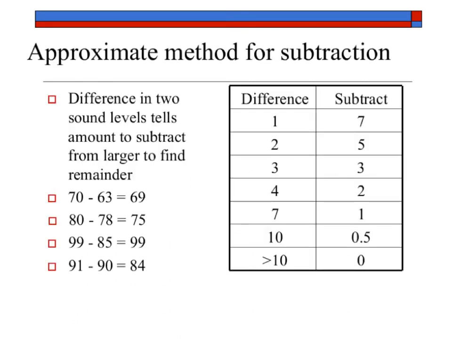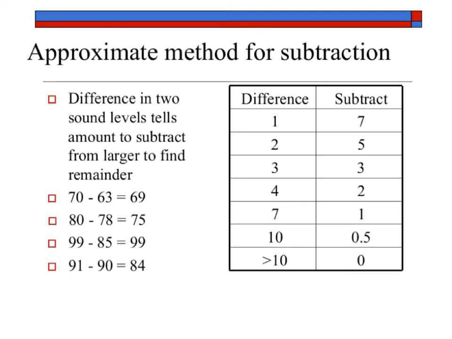There's also an approximate method for subtraction, which is very similar to the approximate method for addition. We simply look at the difference in the two sound levels that we're subtracting. It tells us the amount to subtract from the larger one to find the remainder. The table on the right shows you the difference between the two levels and the amount we subtract from the larger one. So if the difference is 1 decibel, we subtract 7. If the difference is 2, we subtract 5, and so on.